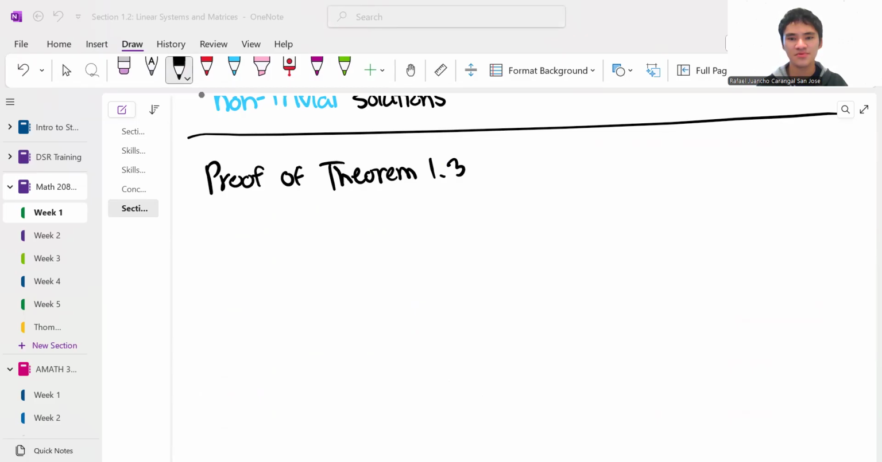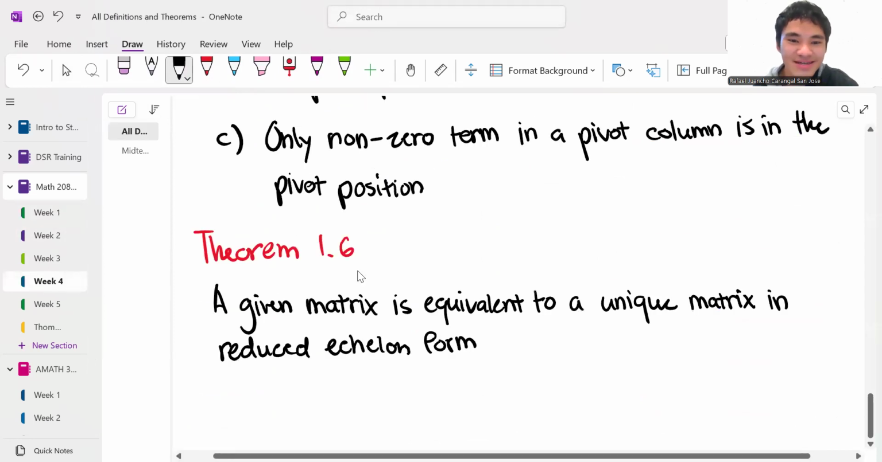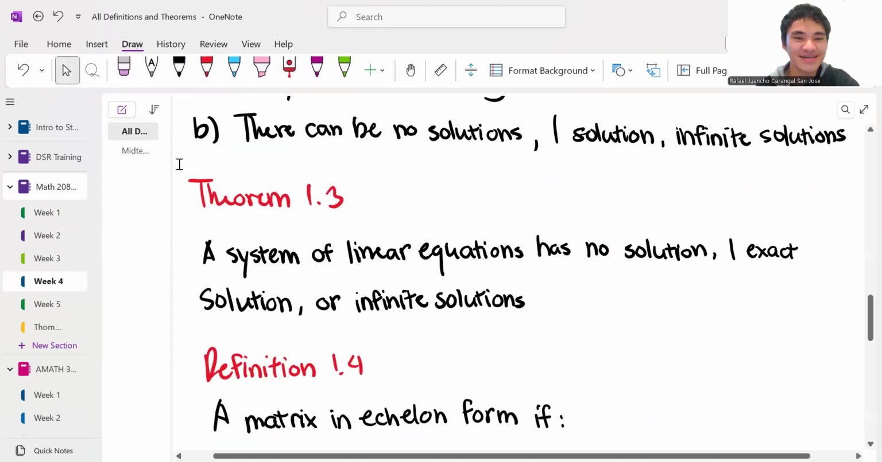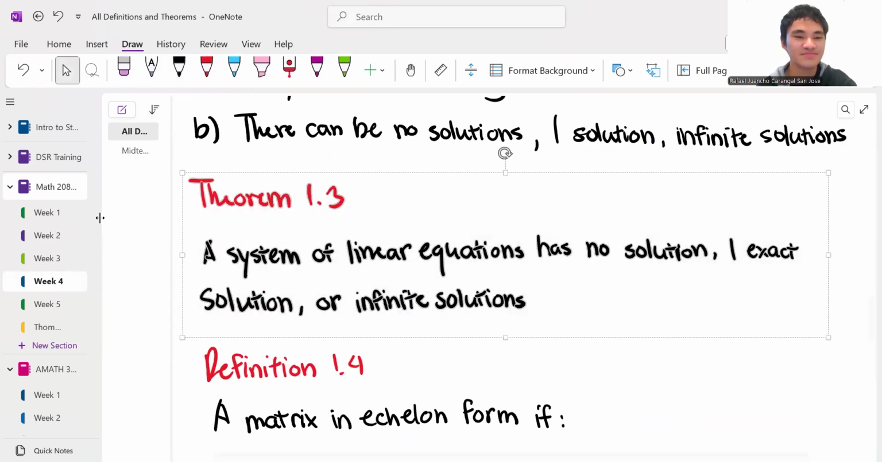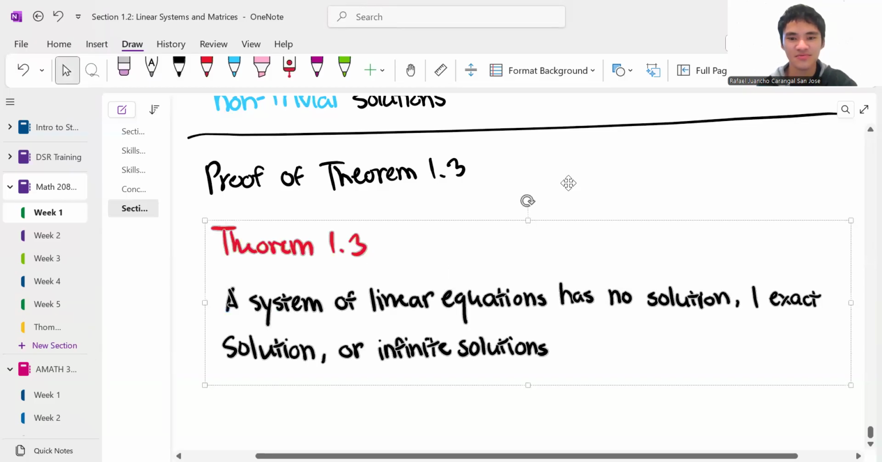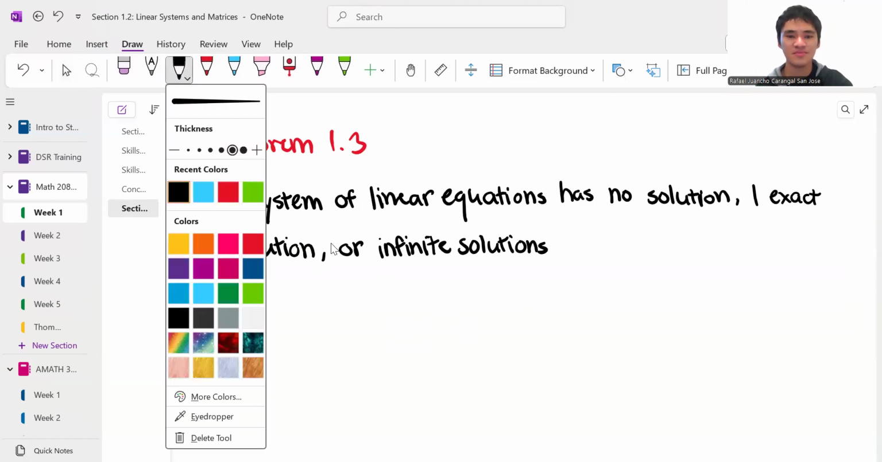Let's actually prove theorem 1.3. I'm not going to memorize like, hey, what's theorem 1.3? Let's prove this thing based on what we know. This is the proof, right? If we have a linear system, it's going to have no solution, one solution, or infinite solutions. How do we prove that?